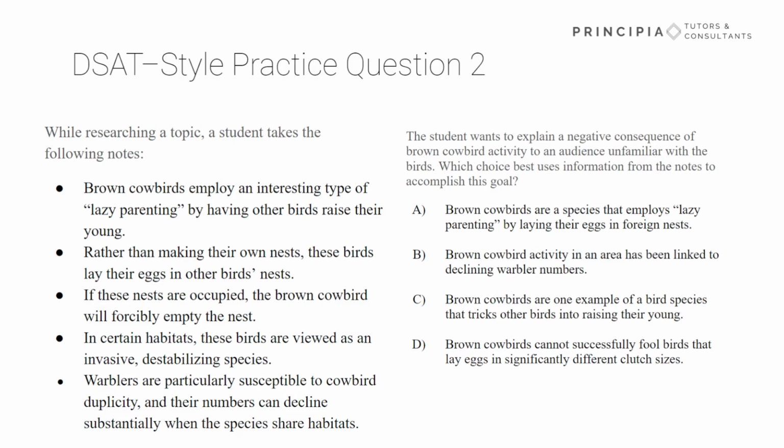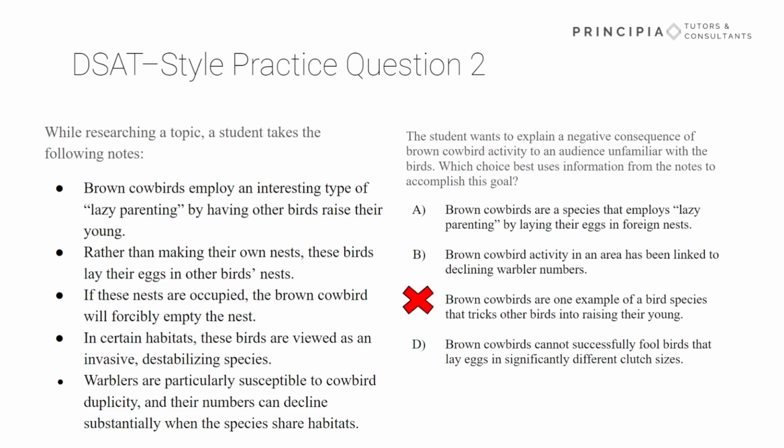Moving on to B, activity in an area linked to declining warbler numbers. This is a very strong front-running answer choice. It looks like the best option so far, so we shouldn't eliminate it, but we really do need to remove C and D before we simply state, okay, B is correct because it's giving us an activity and a negative consequence that's supported by the notes. Looking at C, they're an example of a bird species that tricks other birds into raising their young. Factual statement supported by the notes, but it doesn't provide us with a negative consequence, so get rid of C.